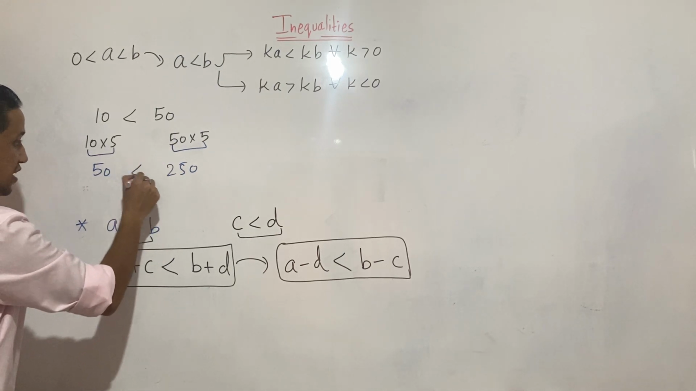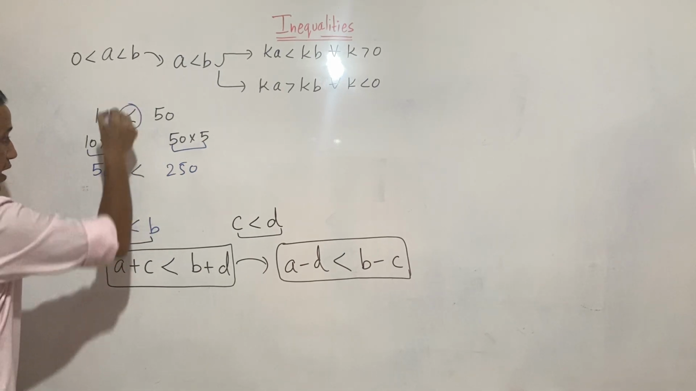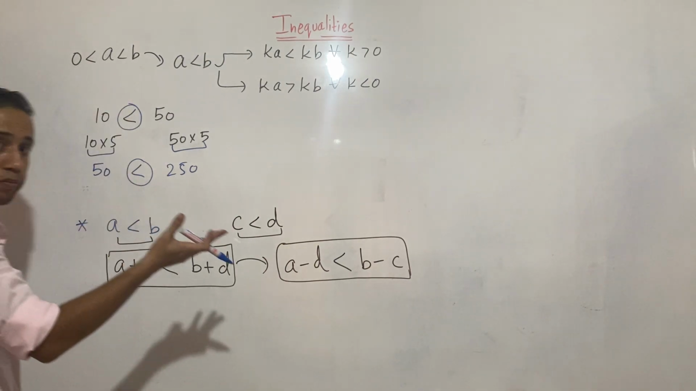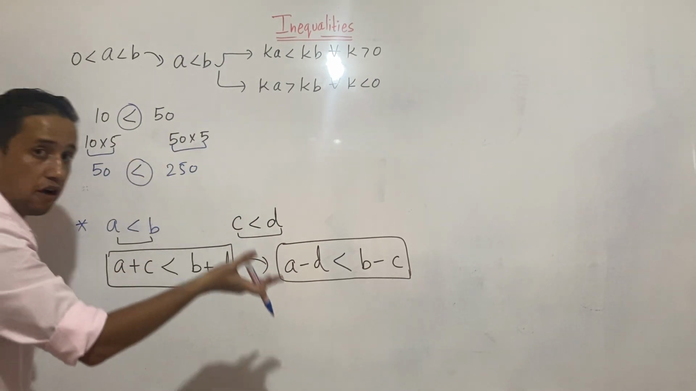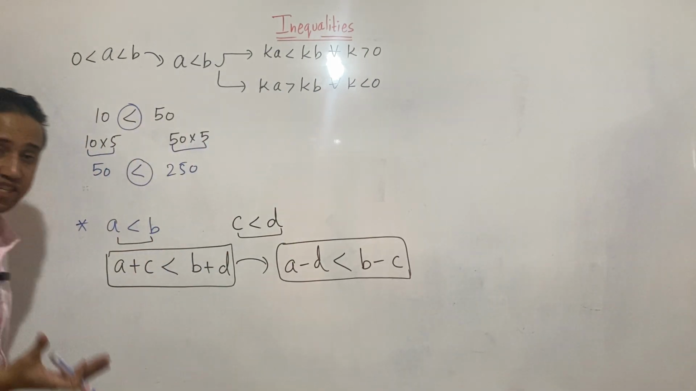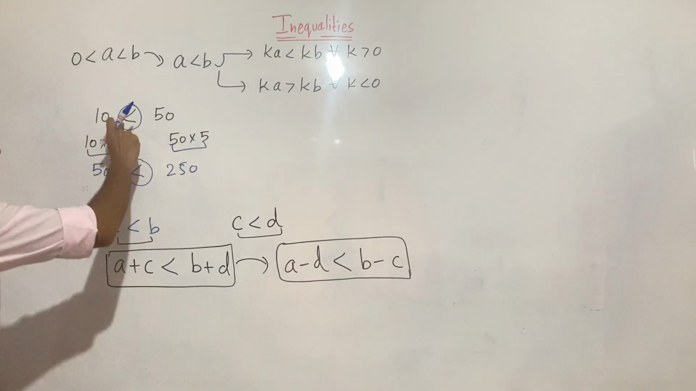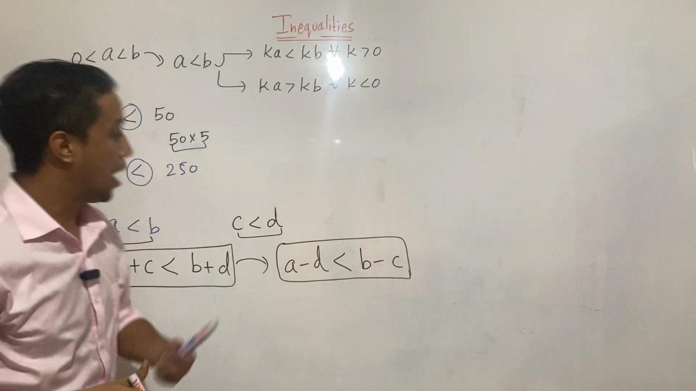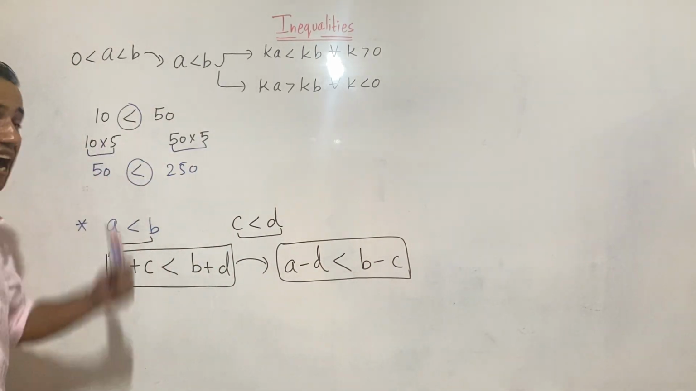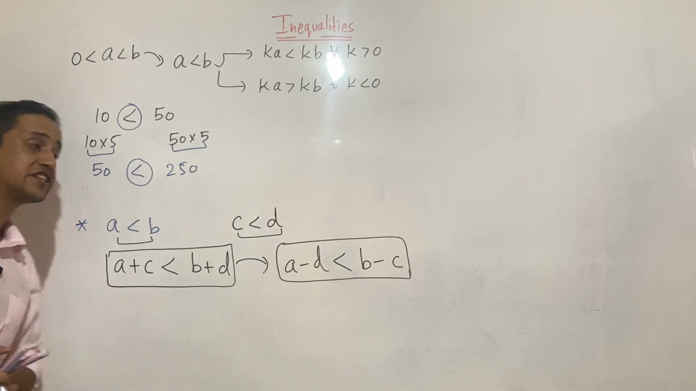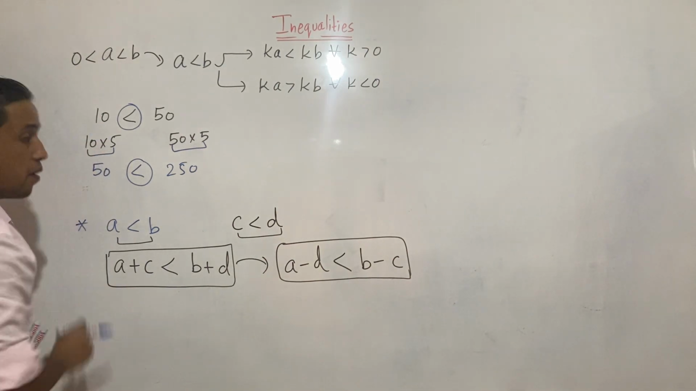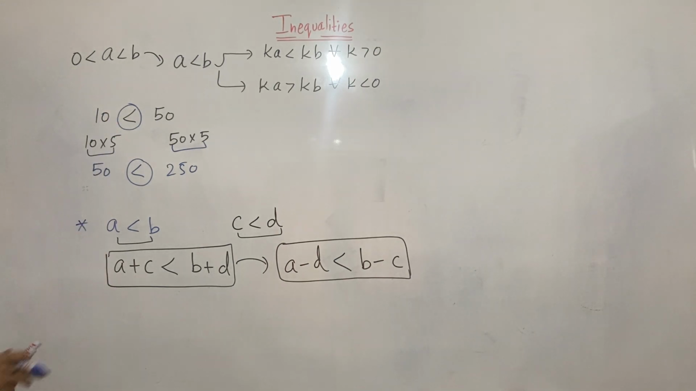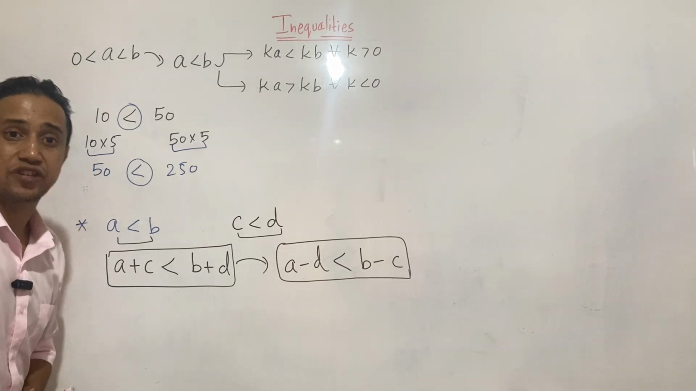Obviously, this is less. So if you look, the sign remains the same when you multiply either side of the inequality by some number, right? Then it doesn't alter the sign of your inequality, provided that the number you have multiplied with is a positive number, greater than 0.